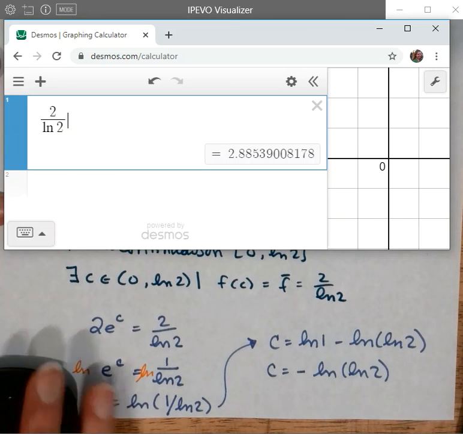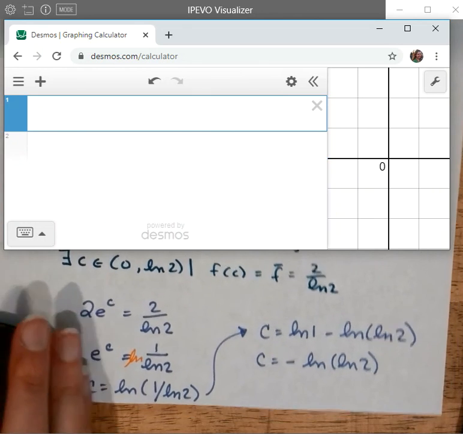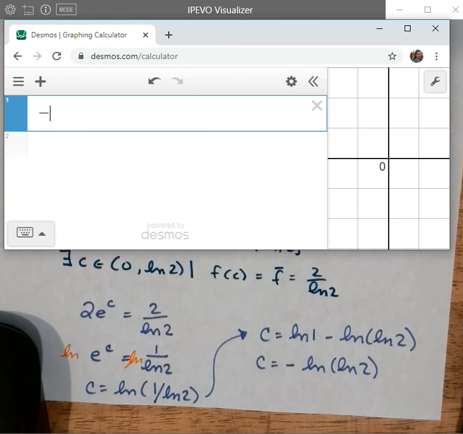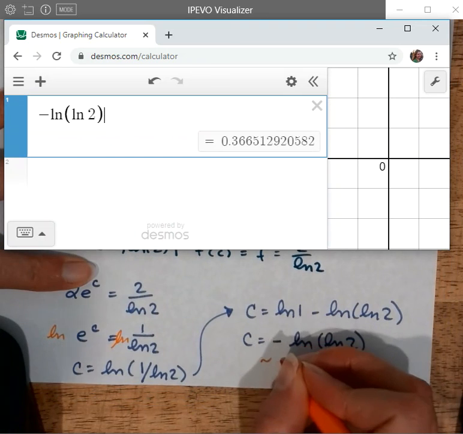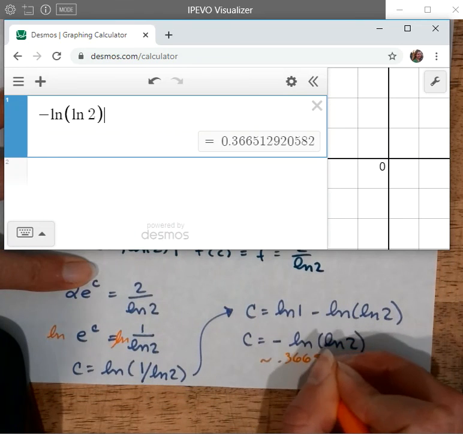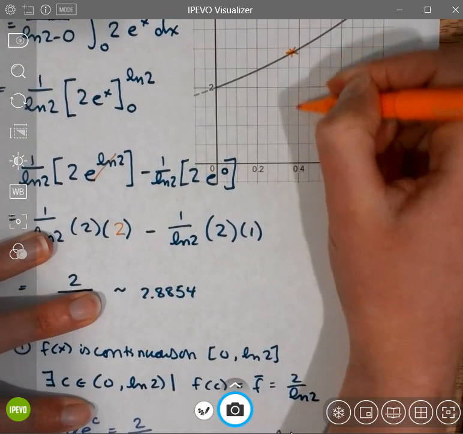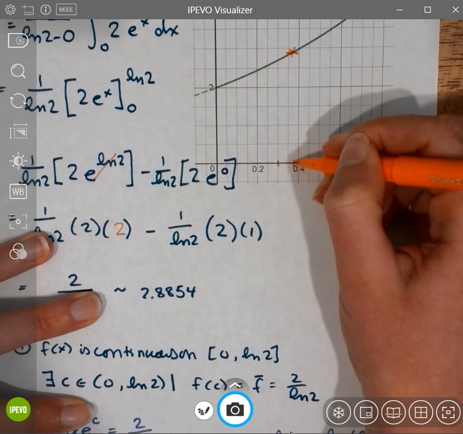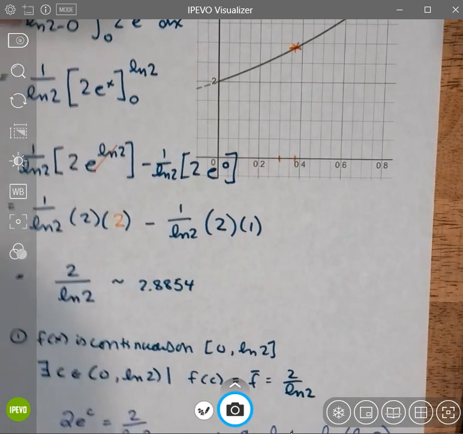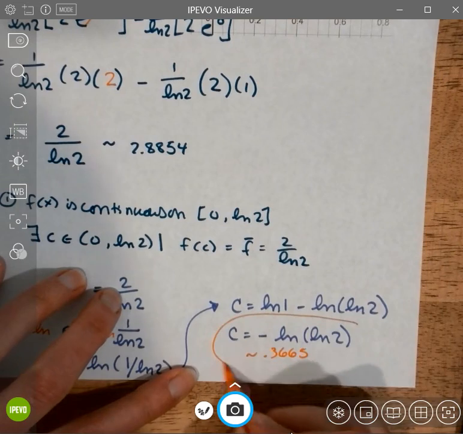Okay, calculator. I want to calculate negative the natural log of the natural log of 2, and the decimal for that is approximately 0.3665. That matches up nicely with what we had expected up here, that we were going to be somewhere in the 0.3 range. 0.3 is here, 0.4 is there, and 0.36 looks very nice for that point. So that is the c value that gives us the average value.